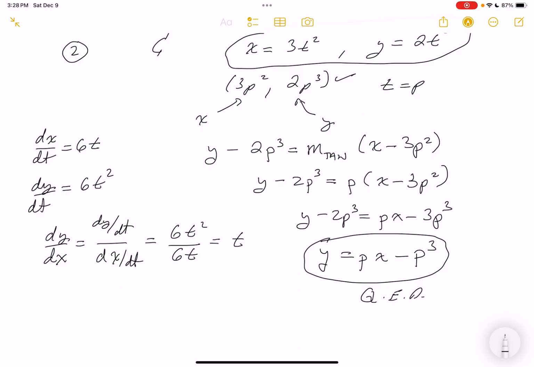Now, let me just read that again to you. It says the curve C is given parametrically by the equations x equals 3t squared, y equals 2t cubed. Show that the equation of the tangent line to C at the point is what we just showed it is, so we're good to go to the next part. So I'm going to pause this now, and we'll come back in a moment.